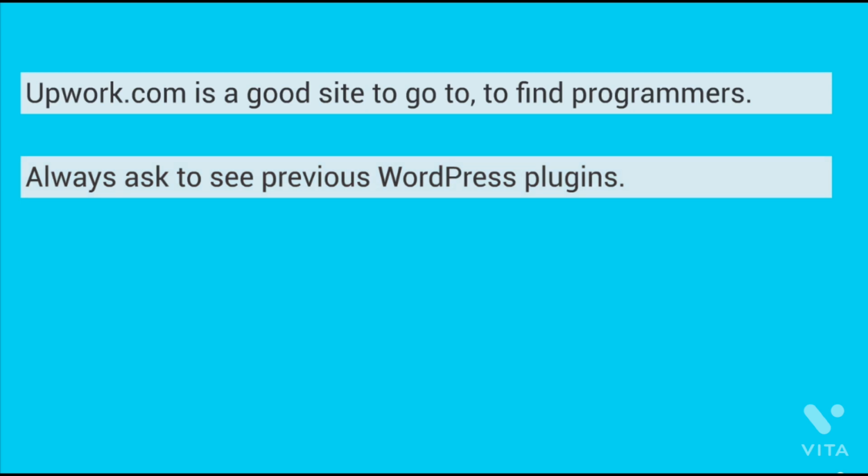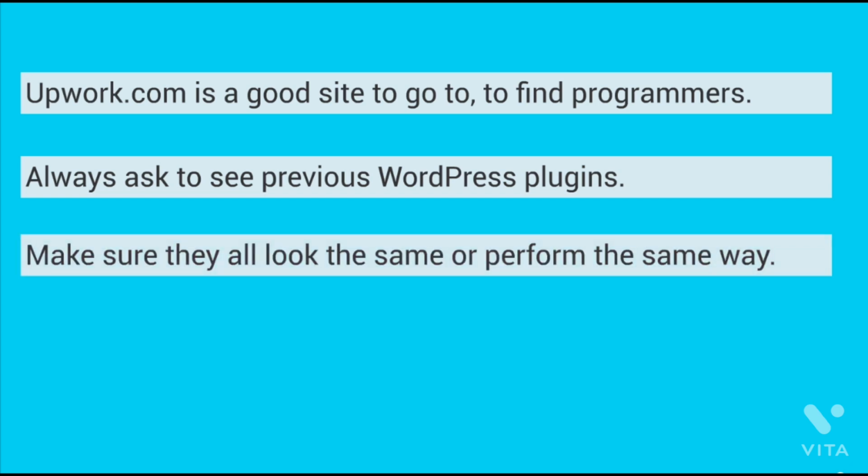Now, like I said, Upwork.com is a good site to go to and find programmers. And always ask to see previous WordPress plugins. Make sure that they have developed programs before and plugins before. And another little tip is to make sure that they all look the same or perform the same way. So what you're looking for are patterns. I've already taught you how to find patterns in consumer demand. But if you want to figure out if somebody's legit or not, look at their plugins, see if they have a style, because everybody has a style.